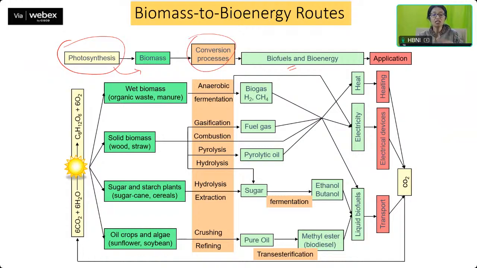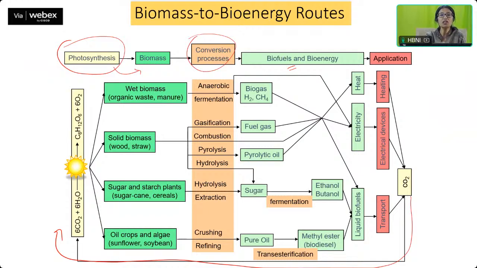Now, among the different biomass, there are different types. As you can see, you can have wet biomass like organic waste and manure. You can use a conversion process like anaerobic fermentation in this case, and what you generate is biogas, hydrogen, and methane. Then you can use this biogas for a variety of things: generating heat, generating electricity, and you can also process it to give you liquid biofuels. This can have various applications in transport, in electrical devices, in heating, and ultimately it will give rise to carbon dioxide, and the cycle forms again, going back to photosynthesis. So this is the entire method.